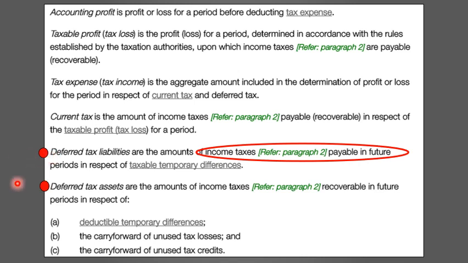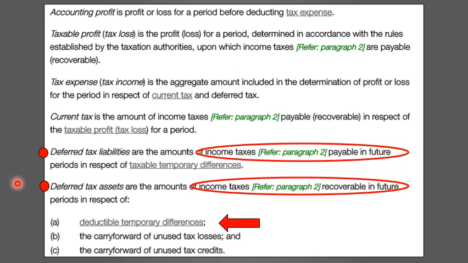Now, similarly, the definition of deferred tax asset is the amounts of income taxes recoverable in future periods in respect of, firstly, deductible temporary differences. So if we have temporary differences that will in future be deductible, that means we will create a deferred tax asset for these temporary differences. Now, we can also have deferred tax assets resulting from the carry forward of unused tax losses, which we will be looking at later, and then also from the carry forward of unused tax credits. However, this falls outside the scope for FRK 300.